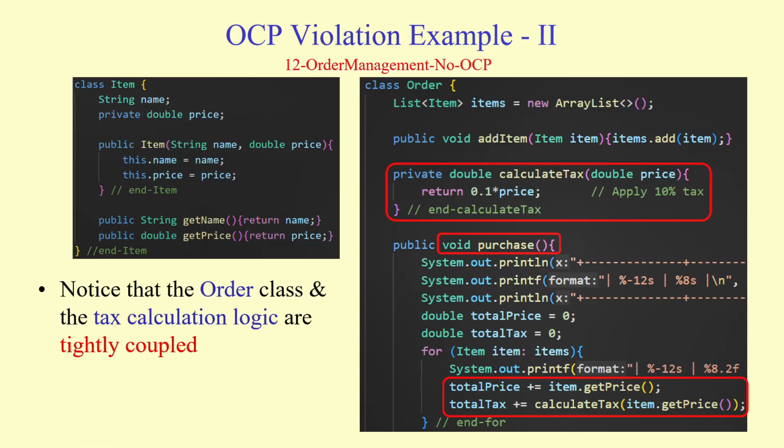So one way to calculate the tax for an item is to have one private method called calculateTax that takes the price of the item and multiplies it by 0.1 and returns the tax. This assumes that the tax of an item is 10%. But observe that the tax computation logic and the purchase method are very tightly coupled to each other. So any changes in the tax computation requires also changes in this method.